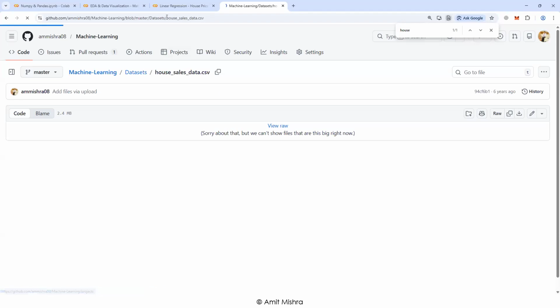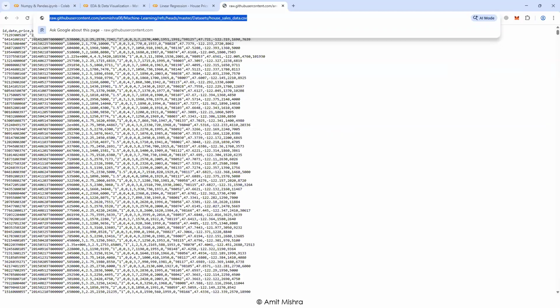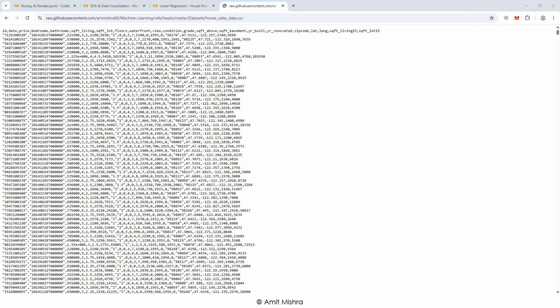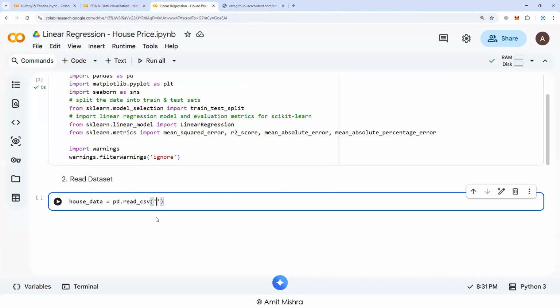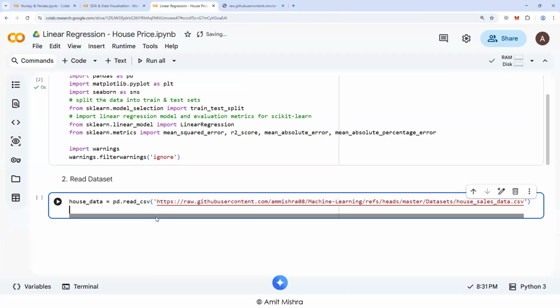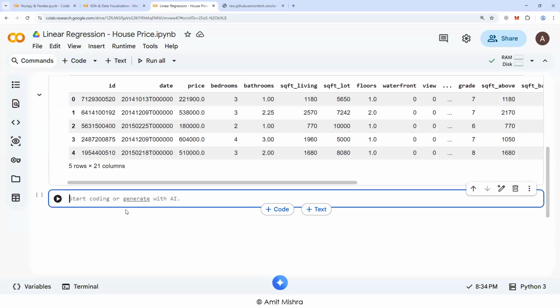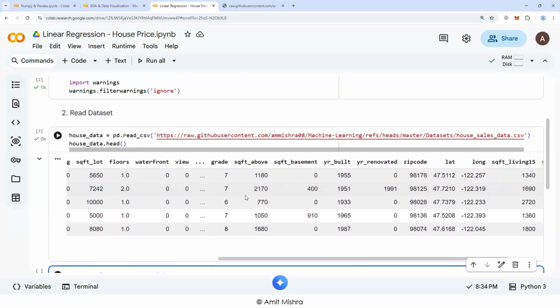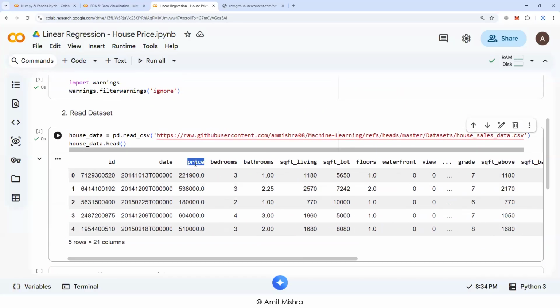Click on view. This is your dataset. Let me provide you that. Provided you this dataset. Display the head, which will show you the first 5 records. A lot of columns in this. Target is pretty much clear. Price of the house will be the target.